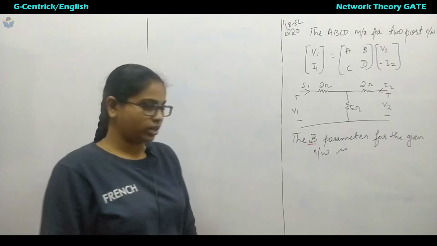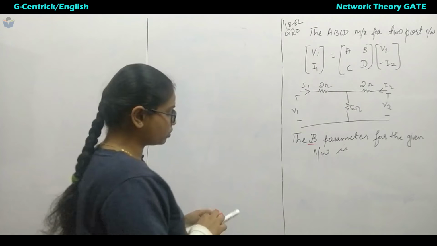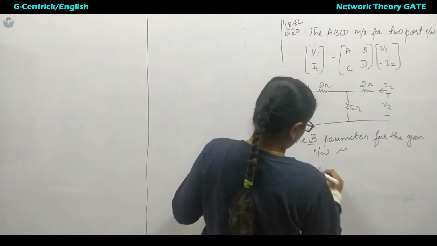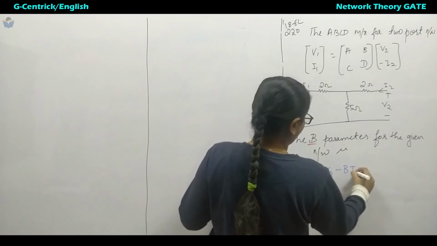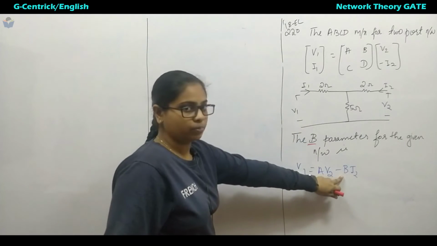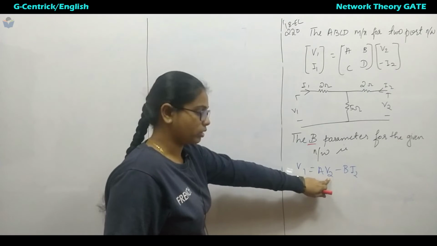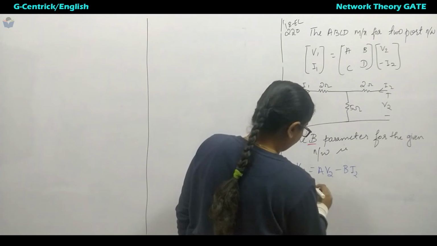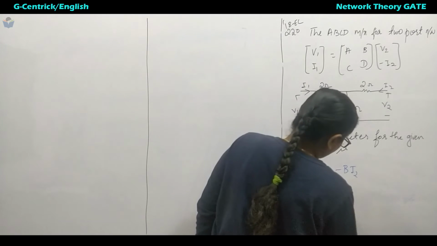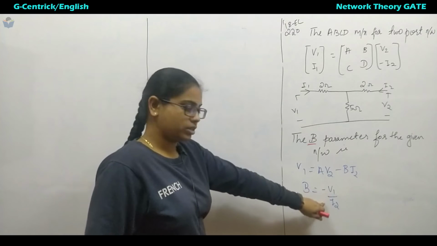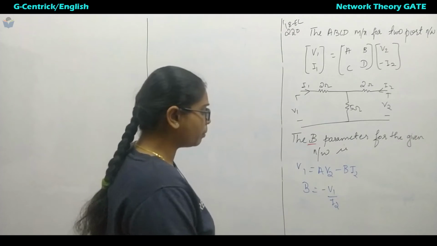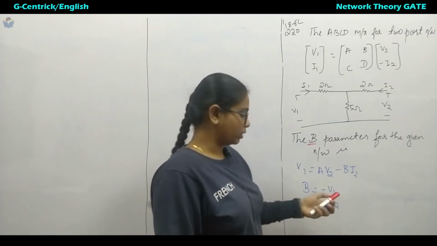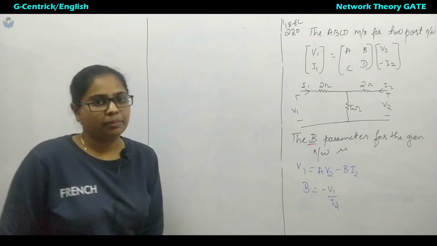Now the easiest way is that we know the equations for the power system, that is for ABCD. V1 equals A times V2 minus B times I2. So when will we get B? When V2 is short circuited, or V2 equals 0. When we make V2 equal to 0, we get B equal to minus V1 upon I2. So this is the parameter that we have got now. If we find V1 and I2, we'll get the B parameter directly.